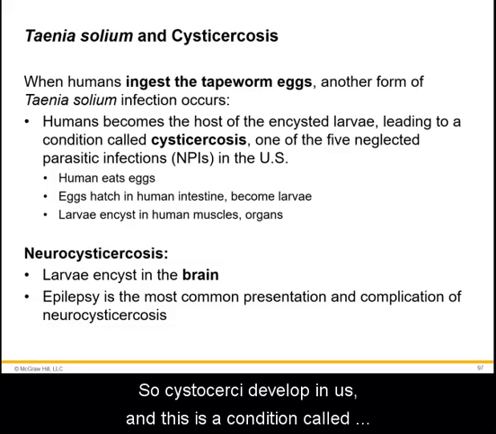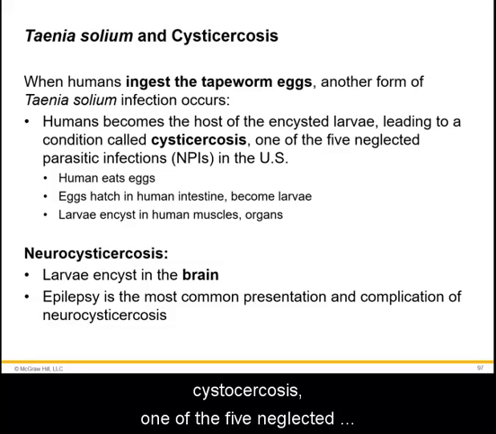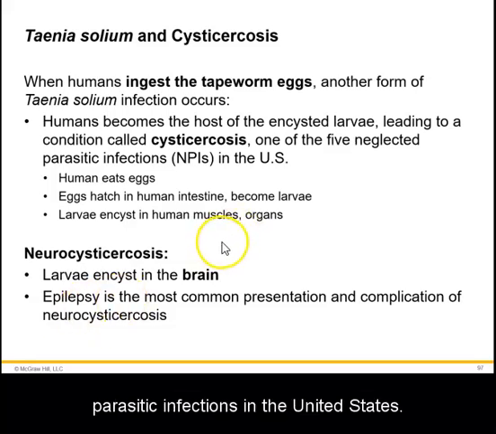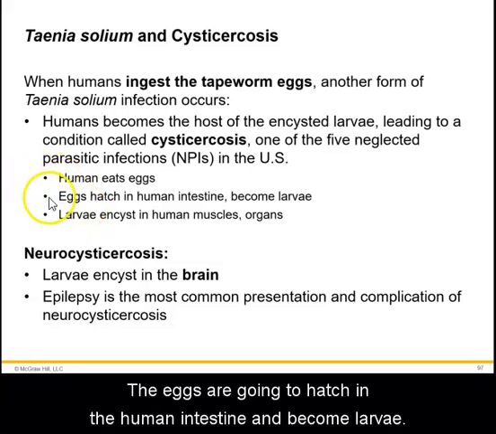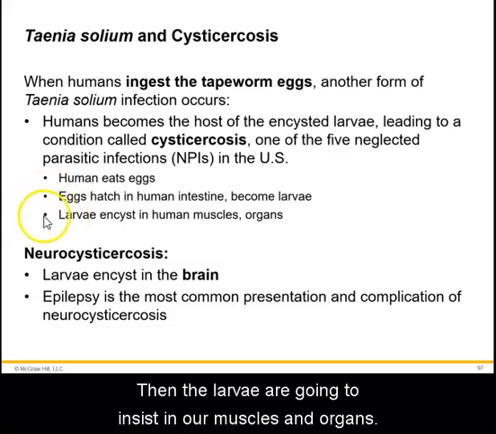What happens when we ingest the eggs is that we then become the host of the cysticerci. So cysticerci develop in us, and this is a condition called cysticercosis, one of the 5 neglected parasitic infections in the United States. So again, humans eat the eggs. The eggs are going to hatch in the human intestine and become larvae, and then the larvae are going to encyst in our muscles and organs.